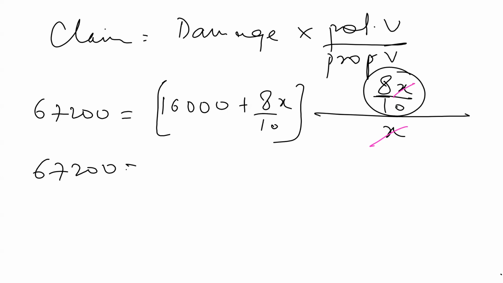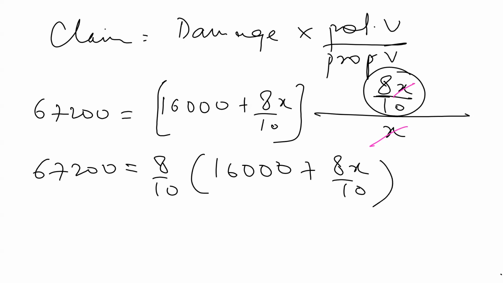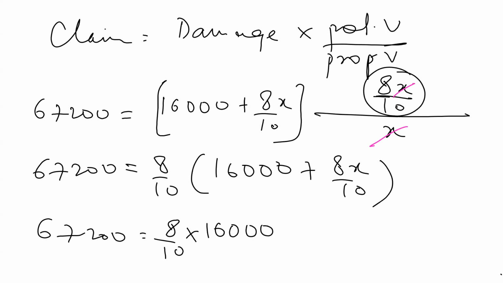So this is equal to 8 by 10 into 16,000 plus 8x by 10. 67,200 is equal to 8 by 10 into 16,000, plus 8 by 10 into 8x by 10. So the zero is getting cancelled. Now the further calculation I will just show you. I hope you are understanding till this particular point.